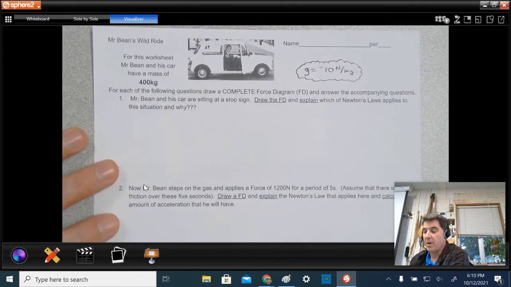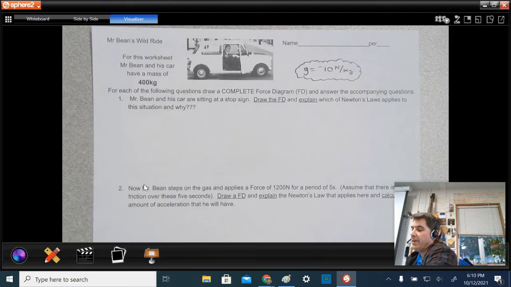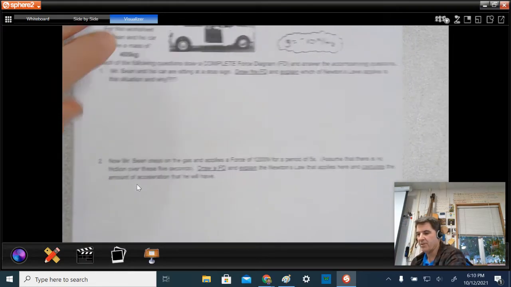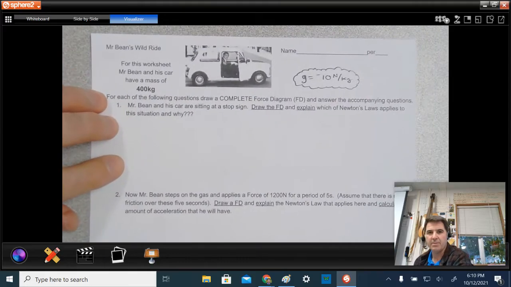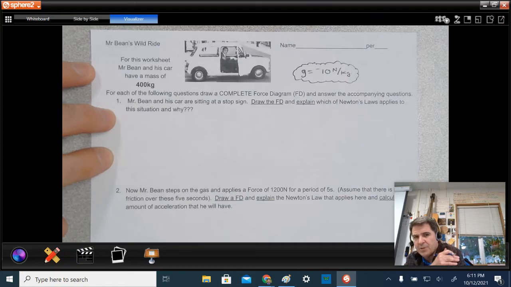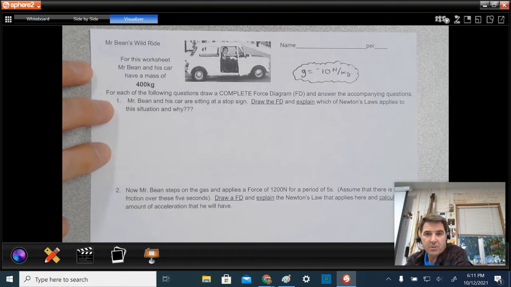So what do we have here going on? We have Mr. Bean's Wild Ride, and it says for this worksheet, Mr. Bean and his car have a mass of 400 kilograms. I'm going to move this a little bit so I can get to it a little better. A mass of 400 kilograms. And we're going to use -10 instead of -9.8 for little g. So it says for each of the following questions, draw a complete force diagram and answer the accompanying questions. Number 1, Mr. Bean and his car is sitting at a stop sign. Draw the force diagram and explain which of Newton's laws applies to this situation and why.